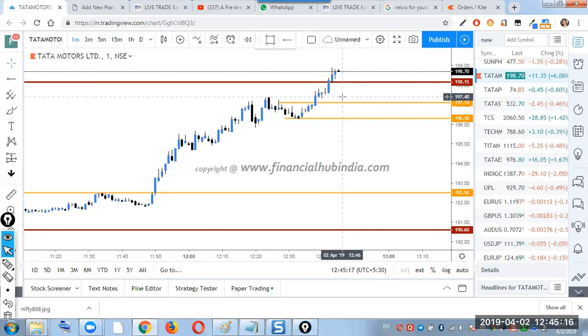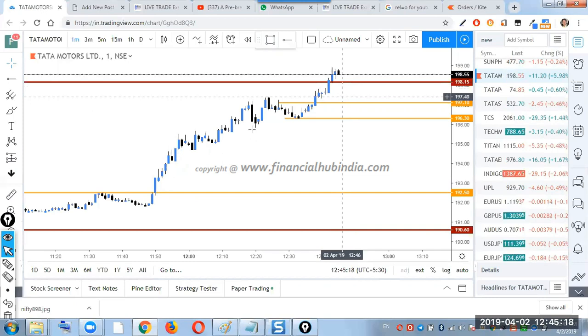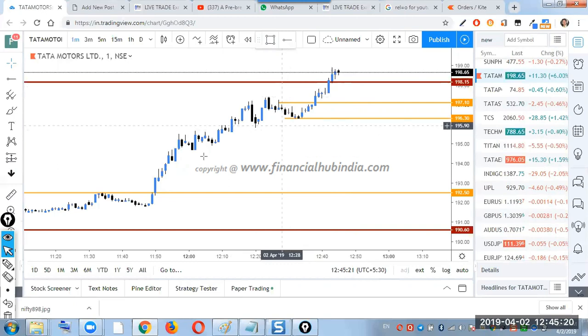About the buy entry we have been talking about, that didn't trigger, you see? It didn't come over there. The higher lows build-up is still intact.